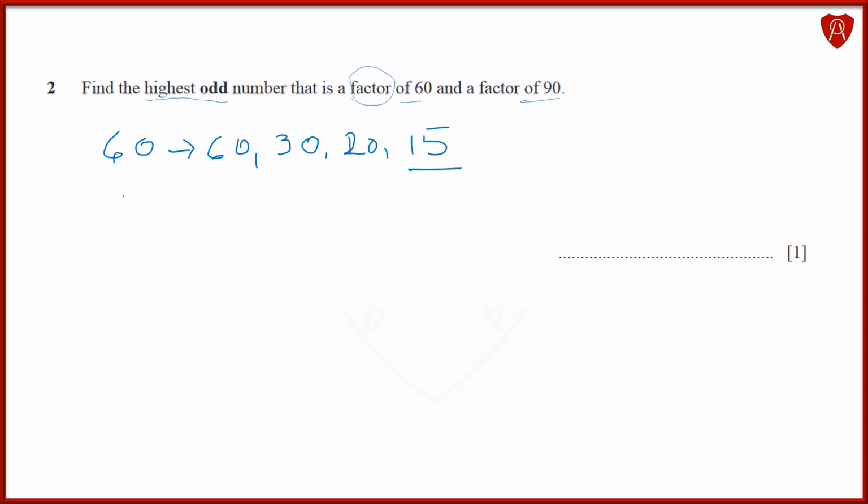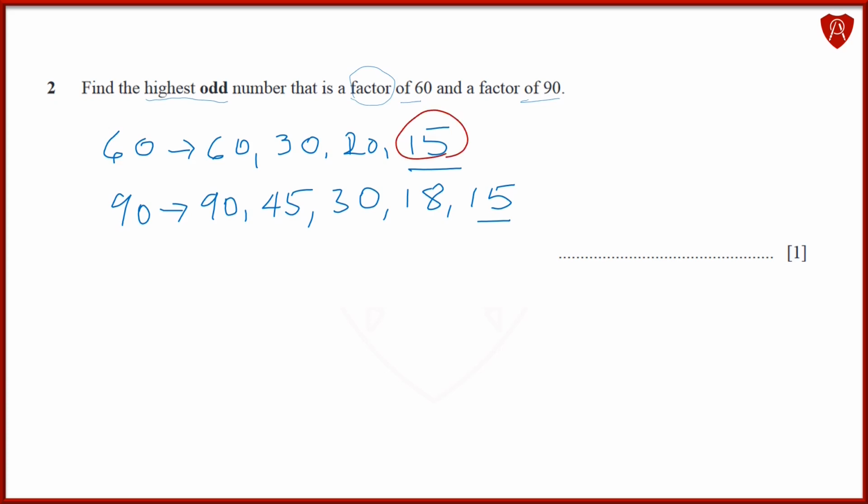So we can leave it there and go to 90, listing all the factors. 90 divided by 1 is 90. 90 can divide into 2 to give us 45. 90 divided by 3 can give us 30. 90 is not divisible by 4, but it is divisible by 5, which gives 18. 90 can be divided by 6 to give us 15. And that is a common factor. So we have 15 as our answer.